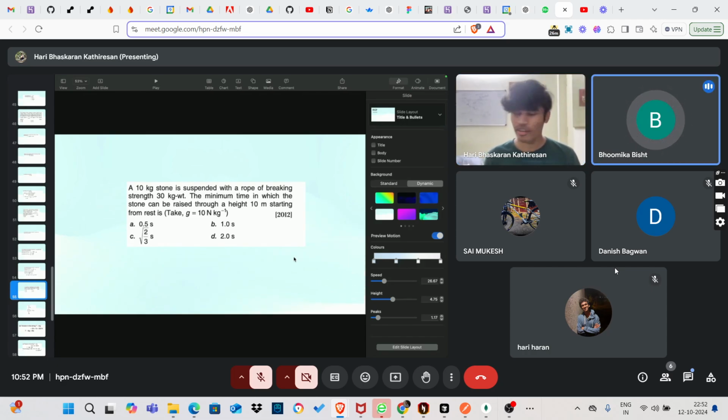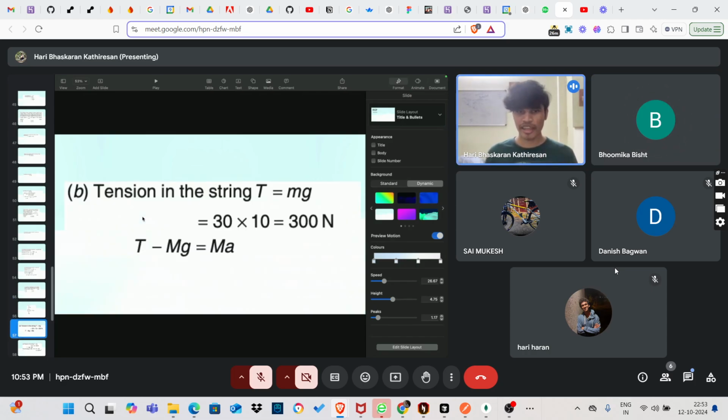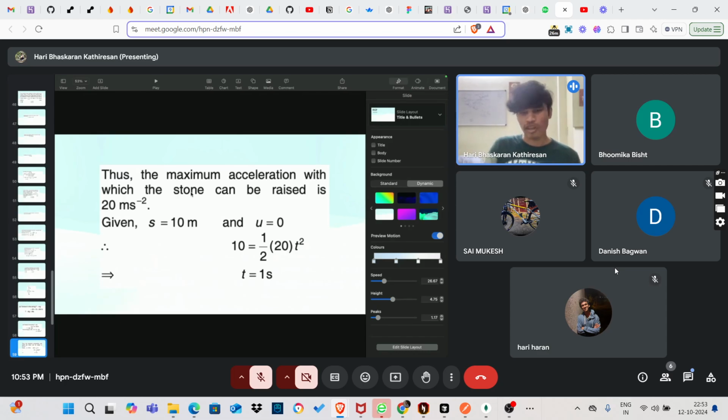S is equal to ut. Sorry. Come on, go on. X is equal to ut plus half at square, right? Yeah. And they gave that u is 0 because it is starting from rest. So u will be 0. Now just put the formula, get the answer. I think substitute it, the answer will be 1 second. So do you get this? Is this clear?